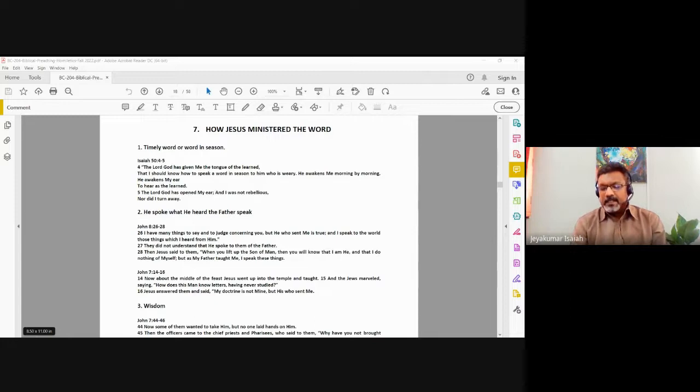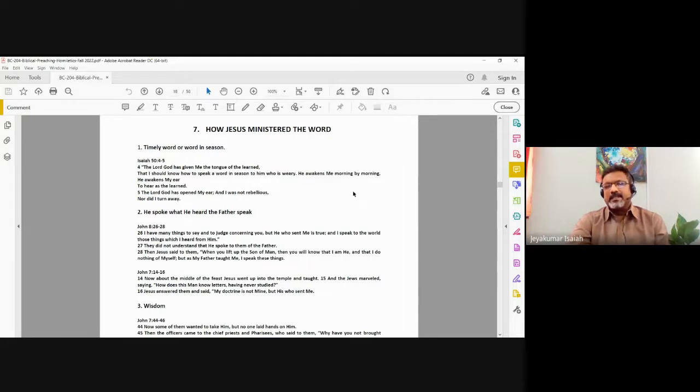So we see that it was a timely word for her. A timely word is sometimes a matter of life and death in the lives of people. Here it says, the Lord has given me the tongue of the learned, that I should know how to speak a word in season to him who is weary. So the Lord will give a timely word, and the Lord Jesus spoke a timely word to those who were weary.